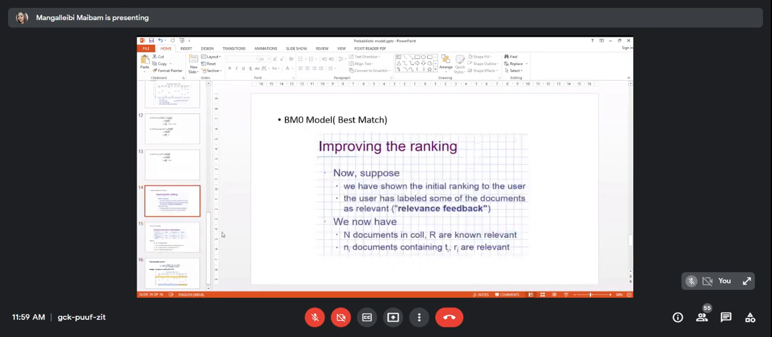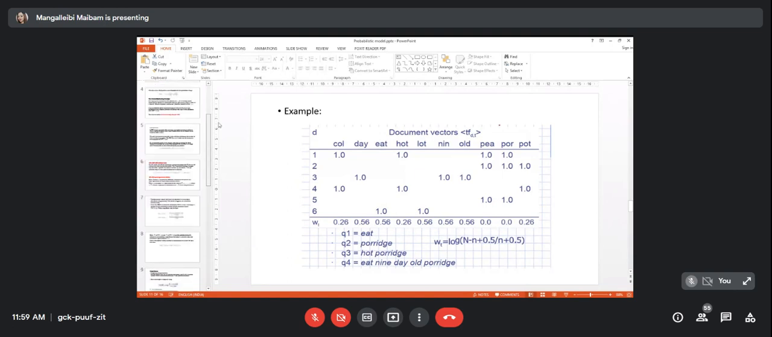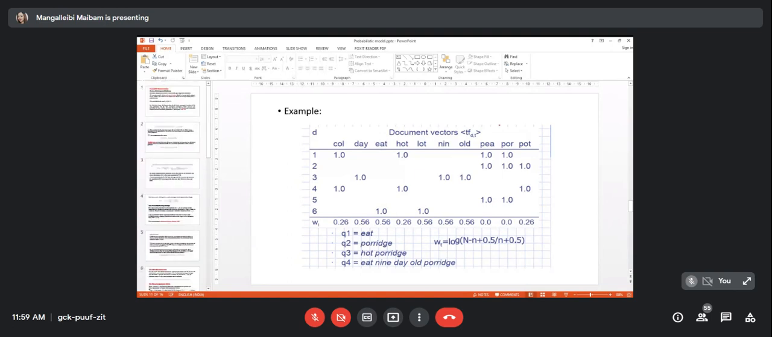So you can just go through the slides if you don't understand, and if you still have doubts in calculating the basic term weight and improved ranking, we will do it tomorrow. If you have any doubts in the calculation part, you can ask me tomorrow. Okay, so for today, we will wind up here.